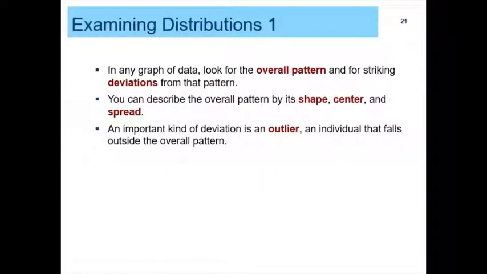In any graph of data, we have to look for the overall pattern and for striking deviations from that pattern. You can describe the overall pattern by its shape, center, and spread. An important kind of deviation is an outlier, an individual that falls outside the overall pattern. We will understand this point by point. Maybe this all looks very confusing right now, but we will understand it better in later slides.